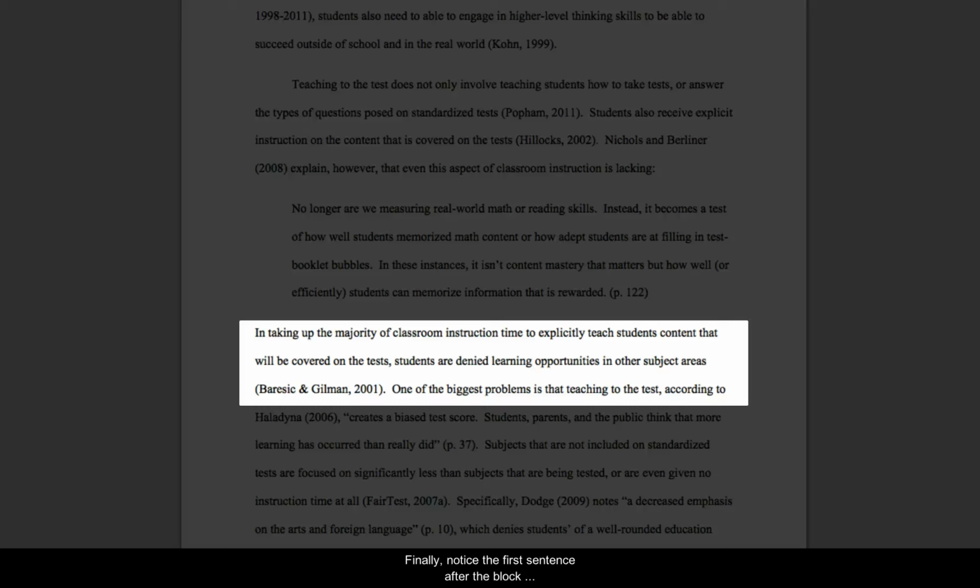Finally, notice the first sentence after the block quote. It is not indented and has a paraphrase which works very well to transition to the next topic of her paper.